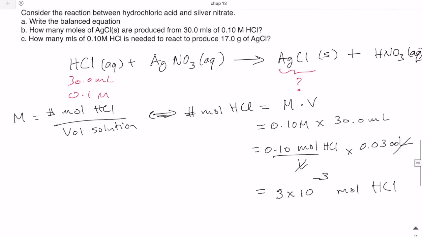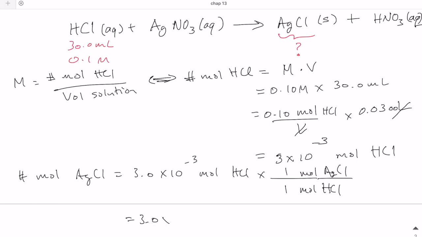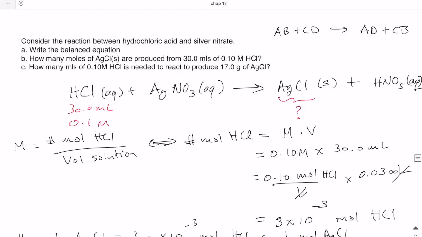The last question is the number of moles of AgCl would just be the number of moles of HCl times the usual mole-to-mole ratio between AgCl and HCl. From the balanced equation, we have 1 to 1, so it ends up being 3.0 times 10 to the minus 3 moles of AgCl. Let me take a look at the last question.